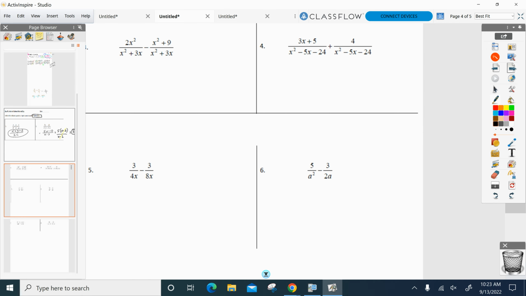Oh boy. Ready for a trap door here. Same denominators? Okay, rewrite it. Let's go, rewrite it. X squared plus 3x. Got it?